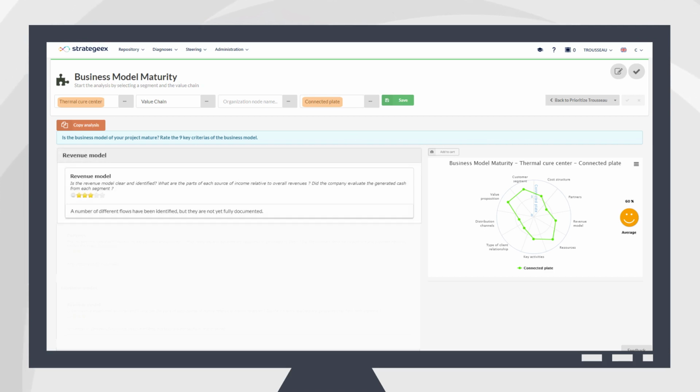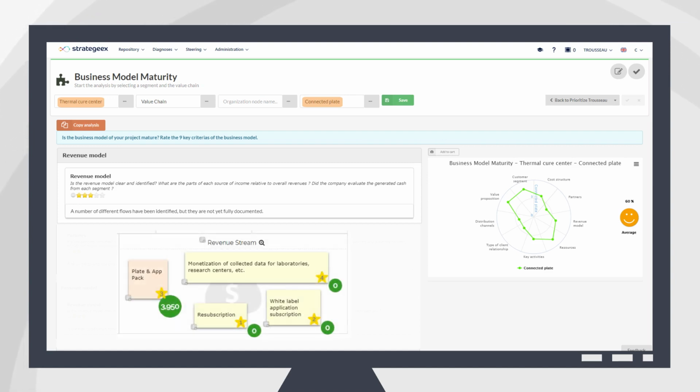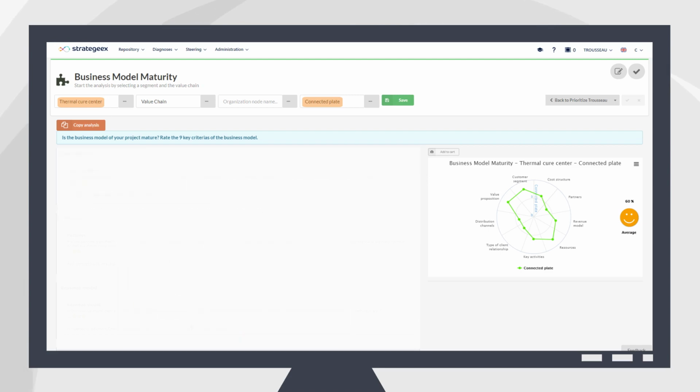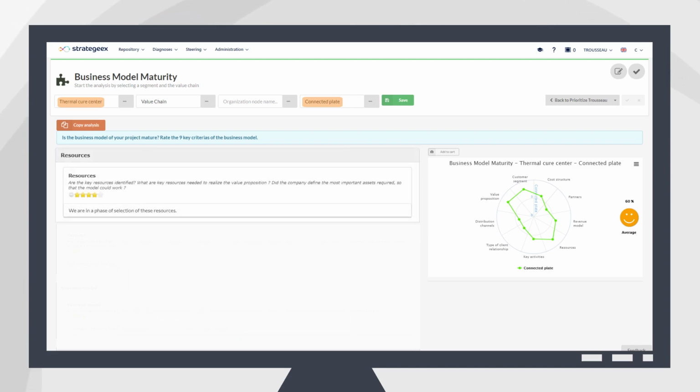The third item concerns the revenue model. Have you identified your entire business model? Have you worked out the revenue streams for each segment? In our example, if the possible forms have been identified, nothing is decided and specified yet, so we only give 3 stars.